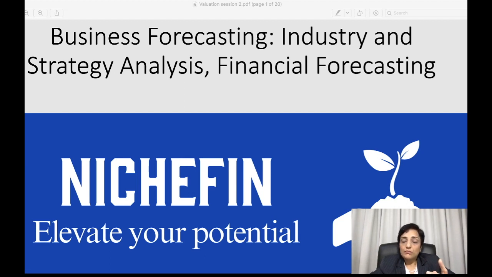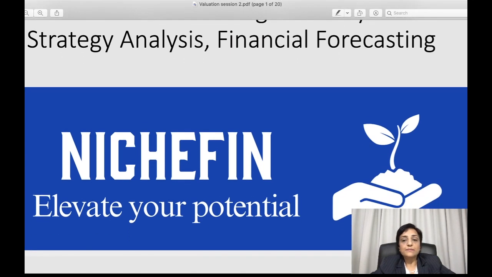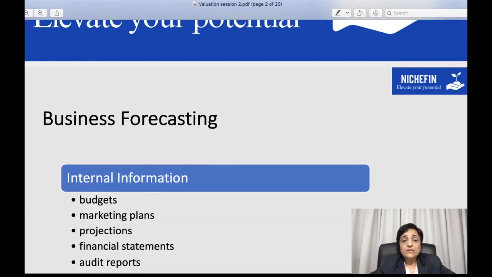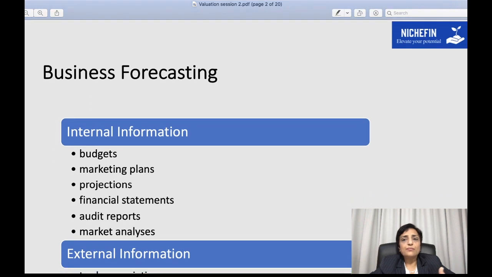The way to source the ingredients is through industry analysis or strategy analysis and financial forecasting. So basically, we are trying to gather the data so that we can apply the methods on that to get the valuation. Okay, let's begin. Business forecasting. Now, to get those business forecasts, what do we need to do? Why do we need these forecasts?